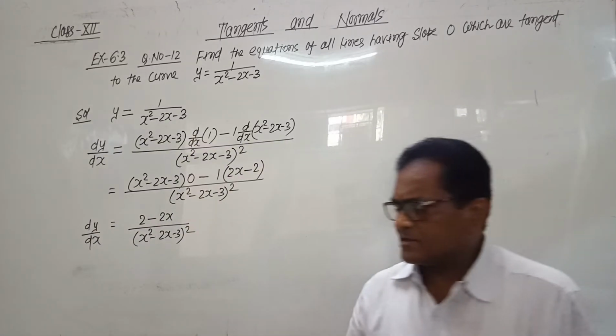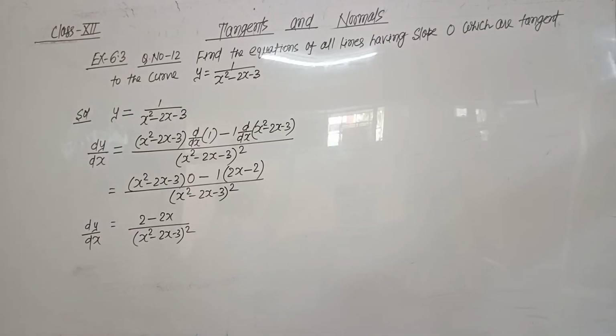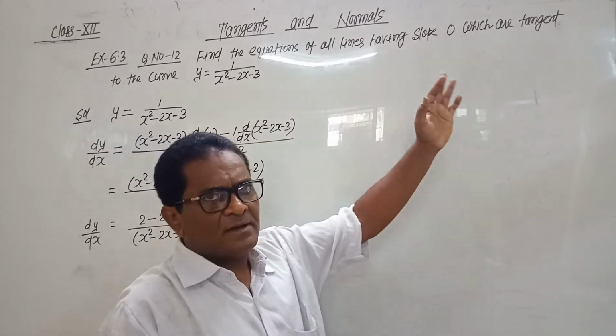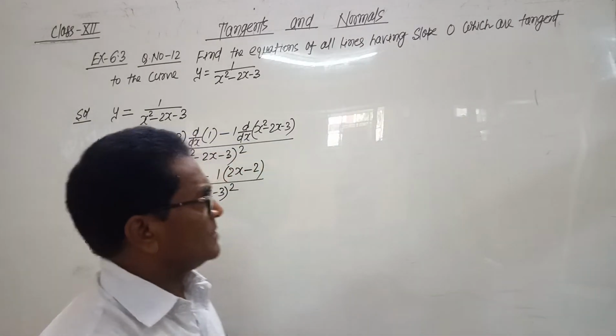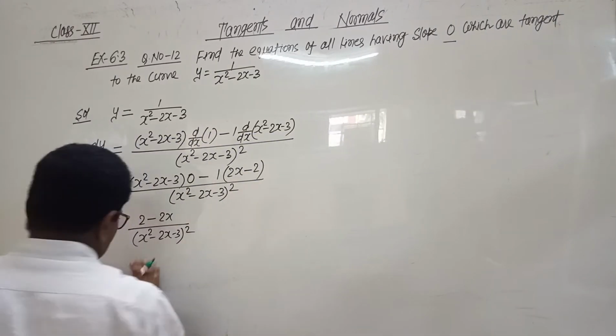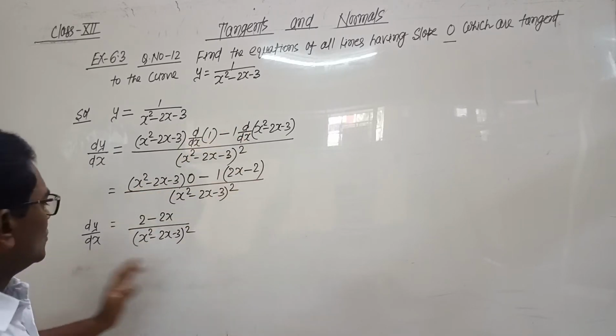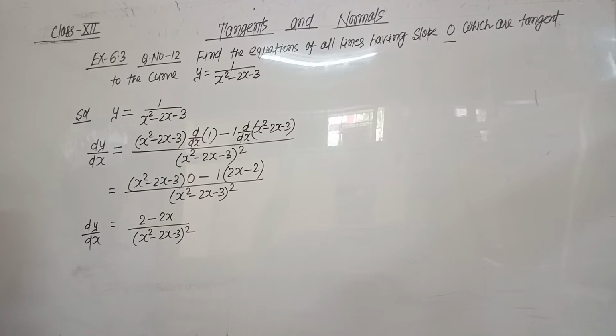So this is the slope of the tangent to the curve dy by dx, and also slope of the line means slope of the tangent is given. So this is also the slope of the tangent and this is also the slope of the tangent. So we make the slope of the tangents equal to each other. Make them equal, both are the slope of the tangent.